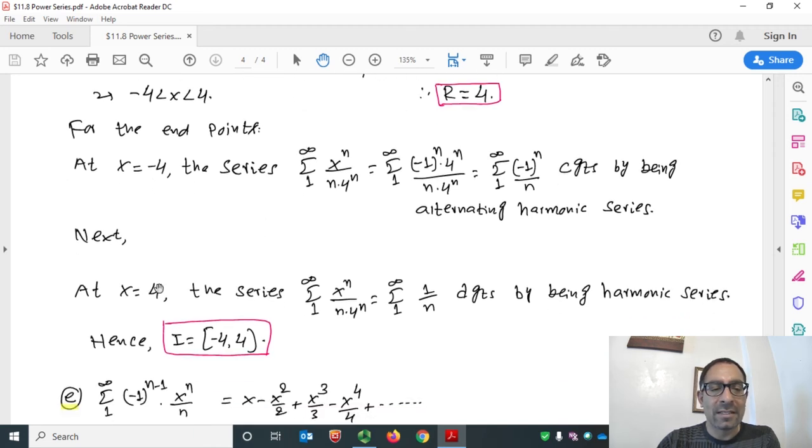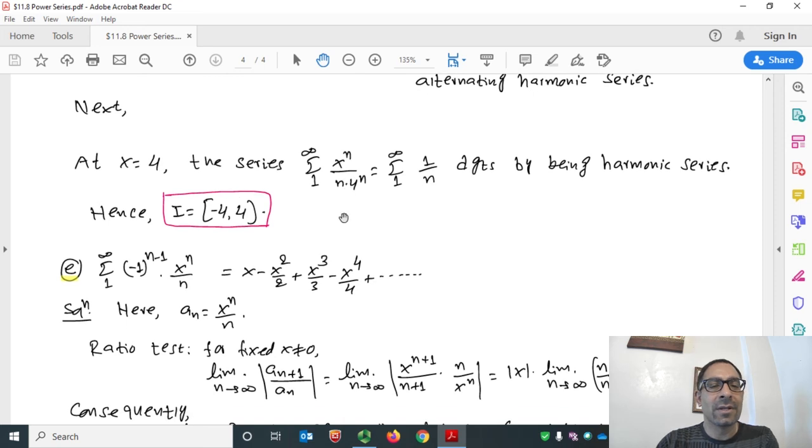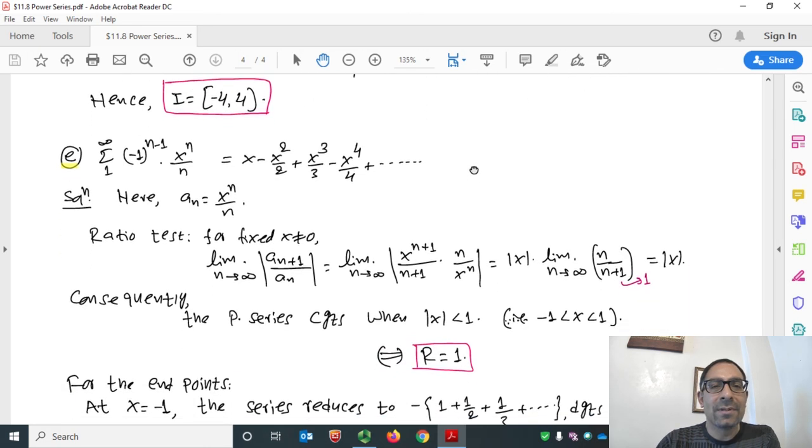How about the right-hand point? Similarly, at x equals 4, the given series becomes: 4^n and 4^n cancel, so we only have the series of 1 over n, and we know this is the harmonic series, which diverges. So our interval of convergence includes negative 4, excluding positive 4. So minus 4 to 4, excluding positive 4. Great. Now let's do another example.